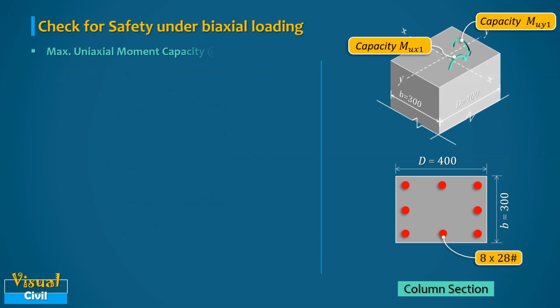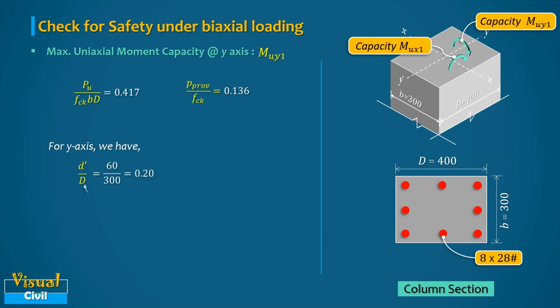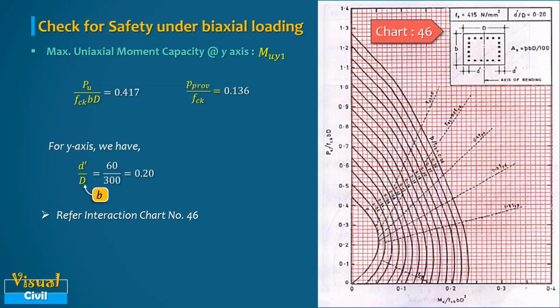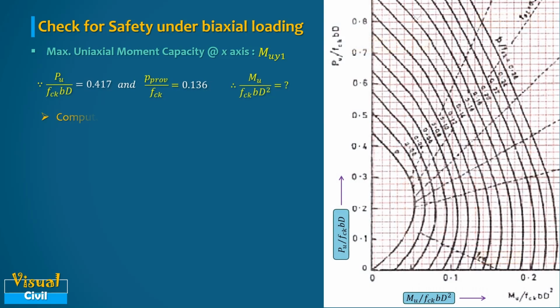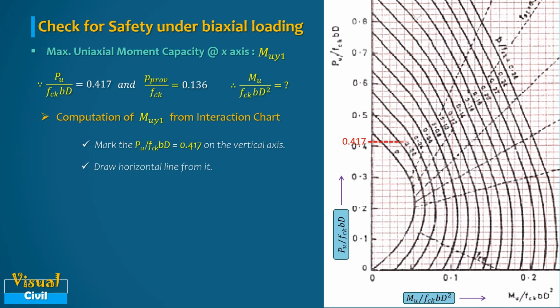Similarly, compute the maximum uniaxial moment capacity about y-axis, that is Muy1. For the y-axis, d dash by d ratio is 0.2. Hence, we will refer the interaction chart number 46 from the SP16. So, to get Muy1 from interaction chart, mark the Pu by fck bD value 0.417 on the vertical axis and draw a horizontal line from it.